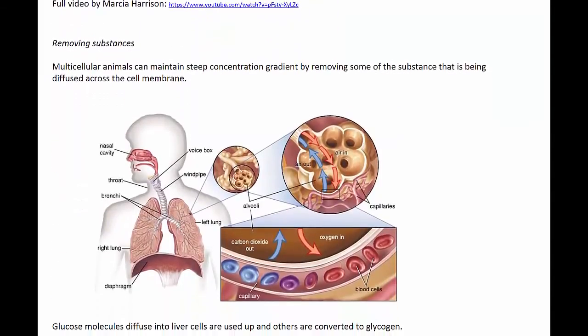Multicellular animals can maintain steep concentration gradients by removing some of the substance that is being diffused across the membrane. For example, when you breathe in oxygen, it diffuses into the cells lining your lungs. That oxygen is then rapidly distributed throughout your body by red blood cells.